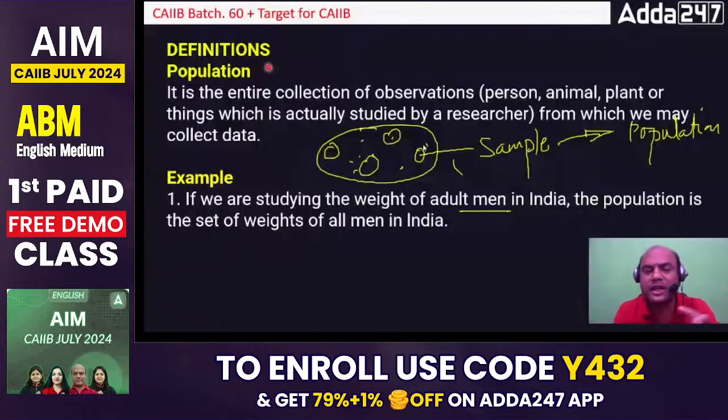So what is the population? Entire collection of observations, person, animal, plant, whatever it is, from which we may choose to collect the data. If I choose to collect the data from the 1.4 billion citizens of India, then that is my population. If we are studying the weight of the adult men in India, the population is the set of weights of all the men in India, isn't it?